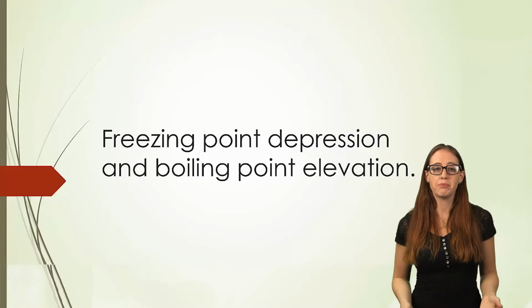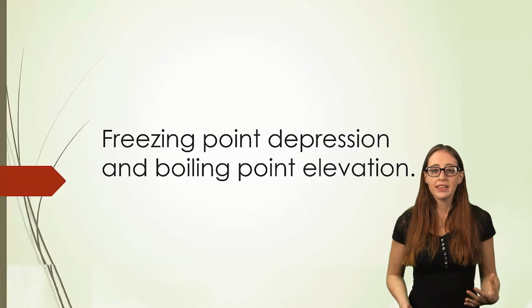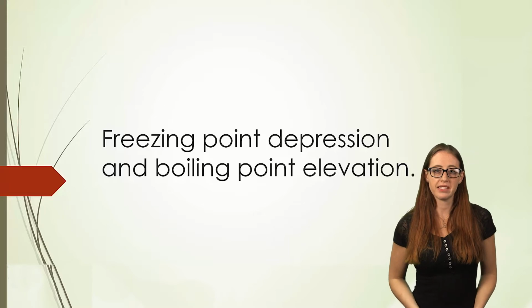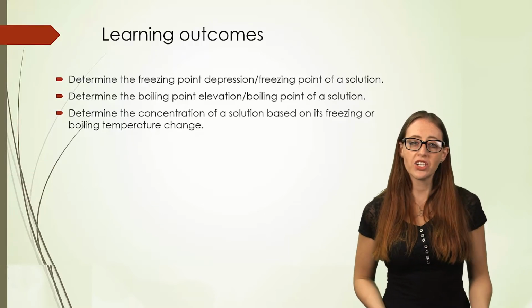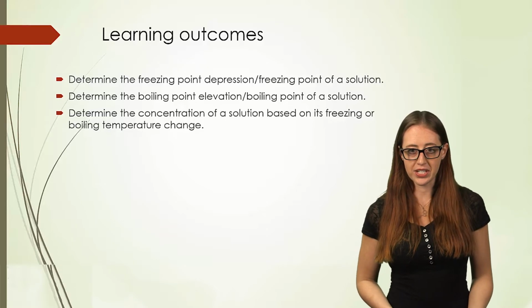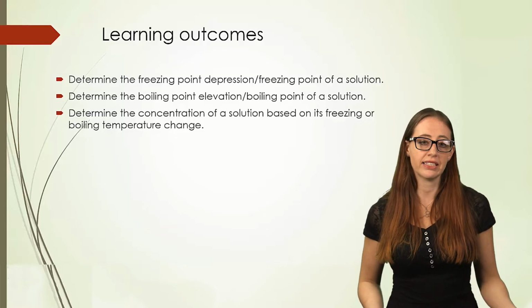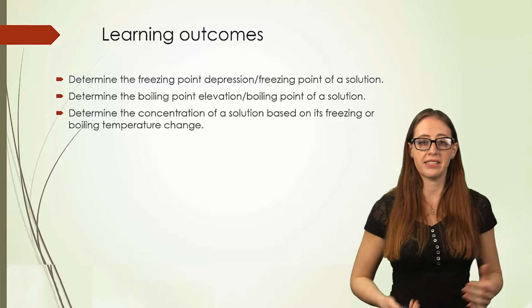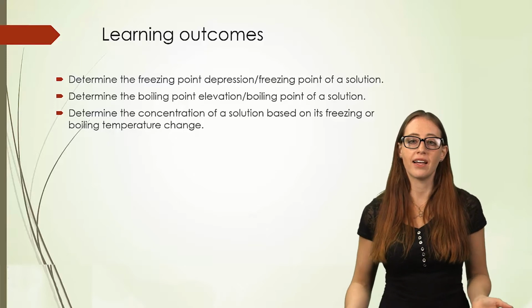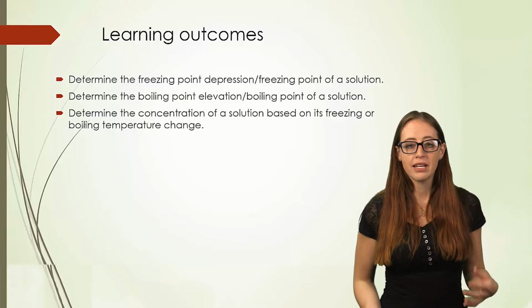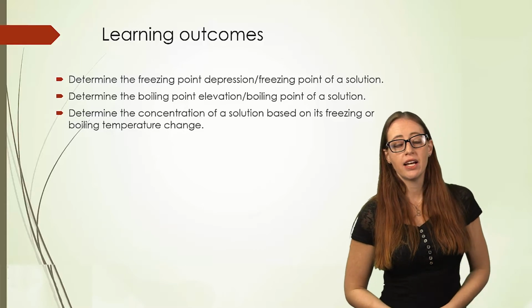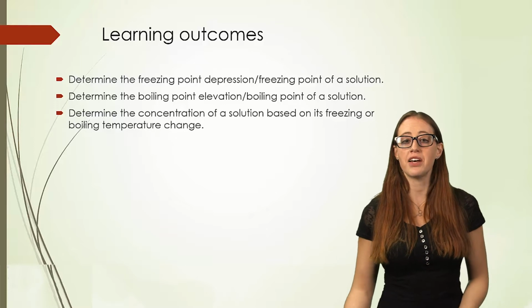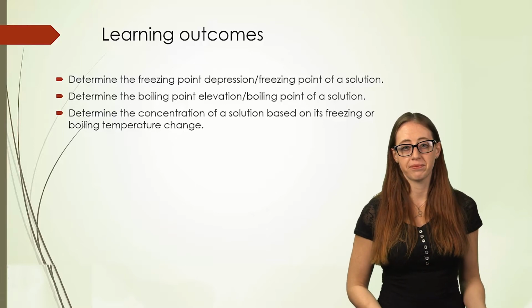Freezing point depression and boiling point elevation. Let's talk about these two colligative properties. In this video, we will learn how freezing and boiling points are changed with increasing solute concentrations. We'll learn how to calculate this change, or back calculate the concentration of a solution based on its freezing or melting point. Melting point changes are a very common measure of purity in organic chemistry, and so this is going to be a very useful skill as you continue on in science.